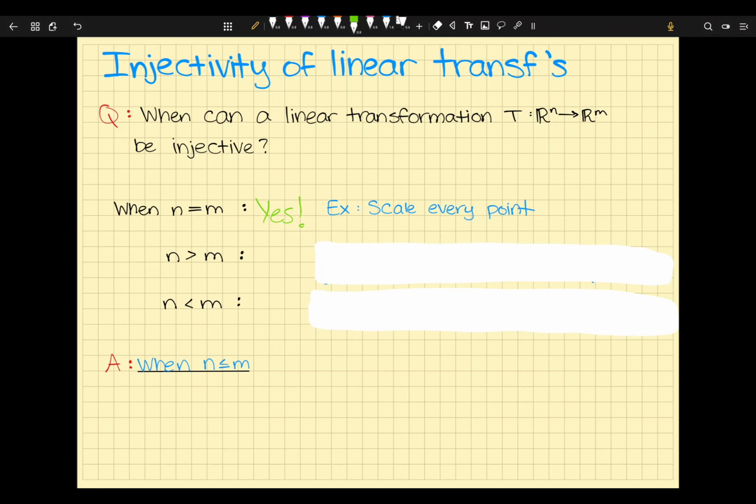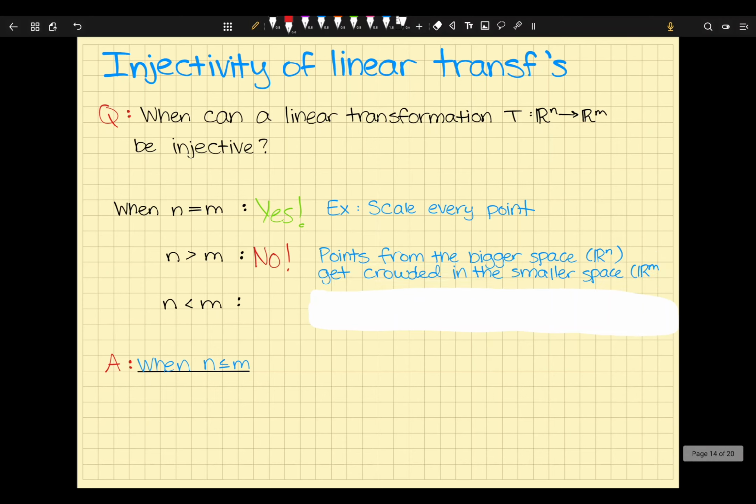However, if n is greater than m, then the answer is actually no. The way to think about this one is that we are mapping some bigger space into some smaller space, and so naturally things are going to get crowded. And by crowded, I mean multiple points in Rn are going to map to the same point in Rm, meaning it won't be injective.